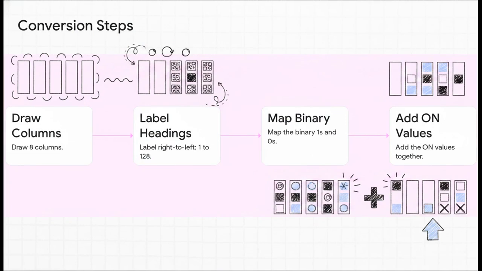Okay, let's translate that complex hardware diagram into a simple, unbreakable habit that you're going to use in every single exam. Step 1, the very second you see a conversion question, draw your 8 columns. Just do it. Step 2, label them from right to left, starting at 1, then doubling to 2, 4, 8, 16, 32, 64, and finally 128. Step 3, take the binary 1s and 0s given in the question and map them right into those boxes. And step 4, simply add the on values together. If a column has a 1, add that heading's number. If it has a 0, just ignore it. It really is that straightforward, and doing this completely eliminates all the guesswork.